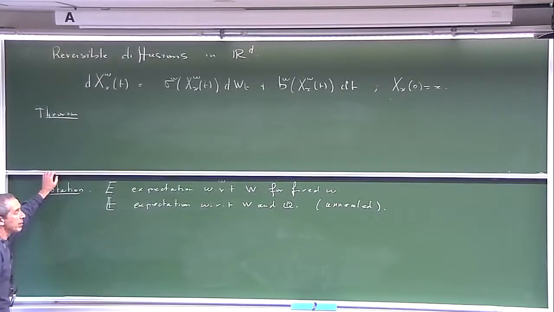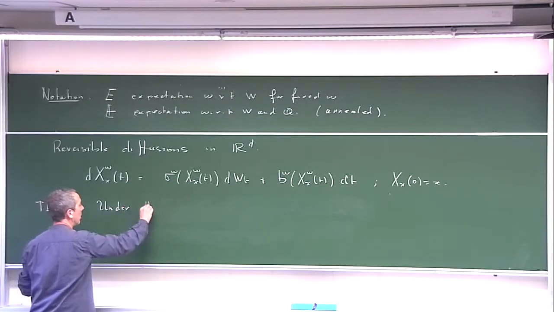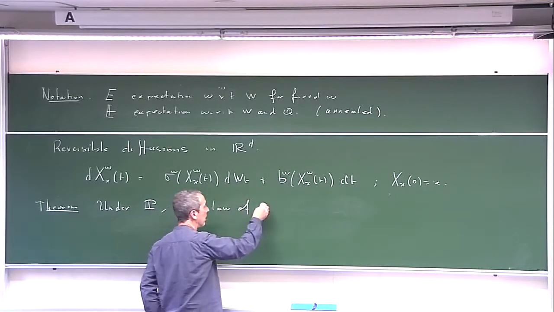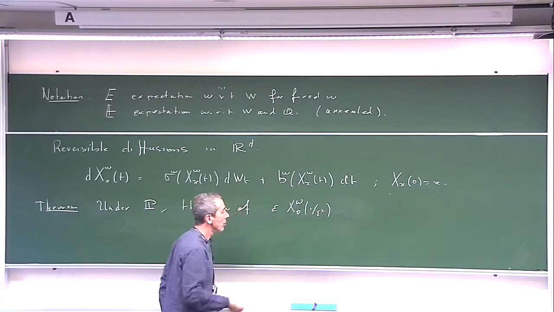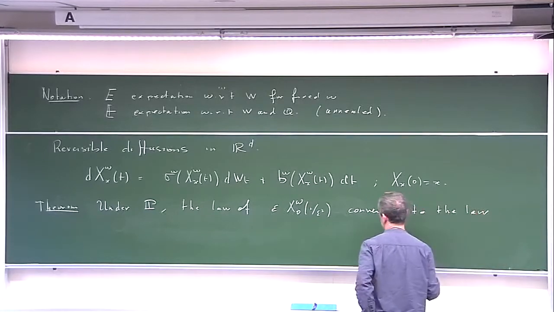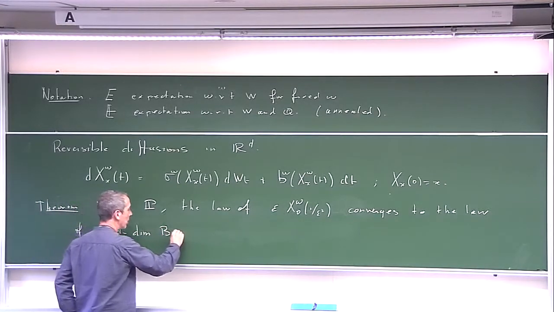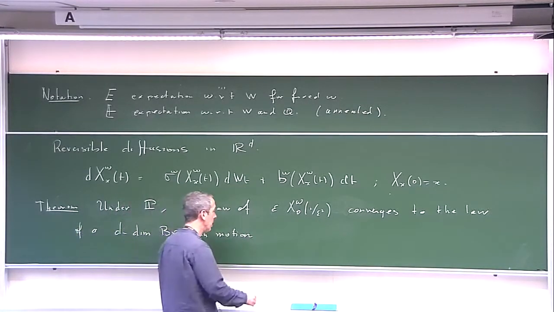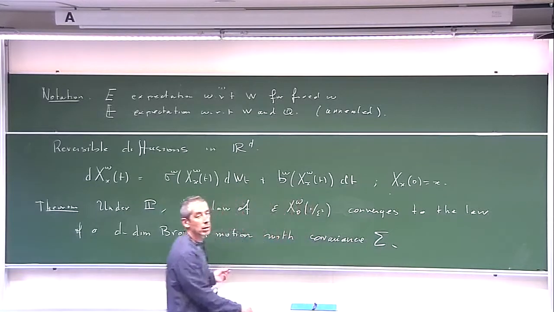So I state the invariance principle under the annealed law. Under this law, P, the annealed law, the law of the rescaled process epsilon times X omega 0 at time dot over epsilon square converges to the law of some d-dimensional Brownian motion, with some covariance, which is not the identity in general. And I will call sigma the covariance that we get.